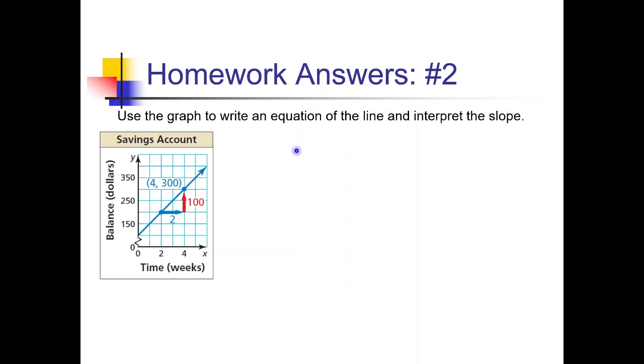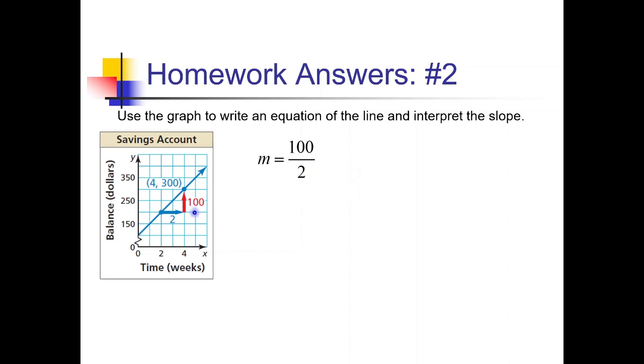Right, for this problem, they want us to use the graph to write an equation of a line and interpret the slope. So to get our line equation, we want the slope and, if we can get it, the y-intercept, otherwise we'll use a regular point. For the slope on this one, they gave us these convenient arrows. We're going up 100 and right 2, so rise over run. We've got 100 over 2, which we could reduce to 50, but we'll do that later.